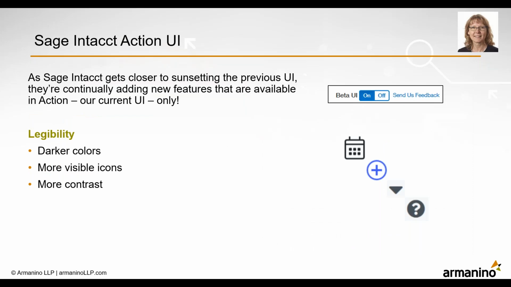New changes related to their Action UI. They added some legibility, so some darker colors. One of the first things I noticed was the blue plus icon next to the menu items. The green was gone. That was the first thing that I noticed. Where's the green? So there's a blue plus icon.